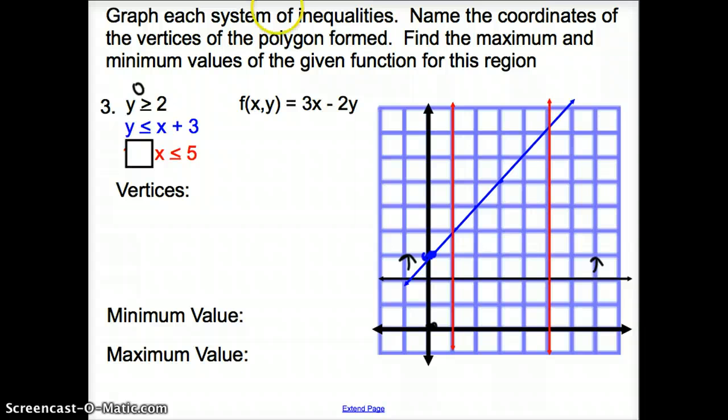Now, where am I shading on this red line? So I'm going to put, again, I like 0, 0. It just makes everything 0. So 1 is less than or equal to 0. So on this line, is 1 less than or equal to 0? It is not, so I'm going to shade away from the point I picked. So I would be shading that way.